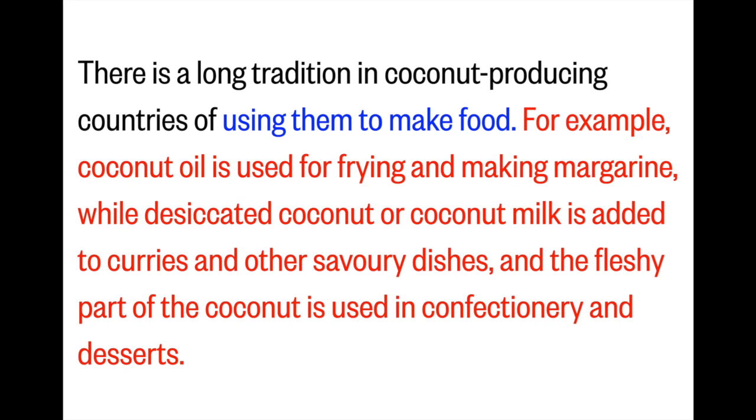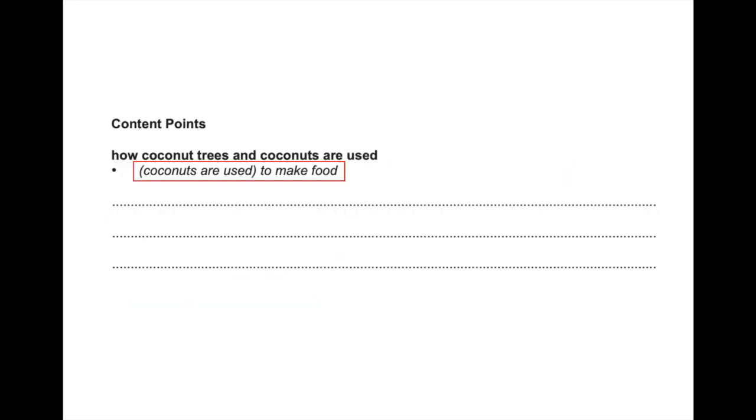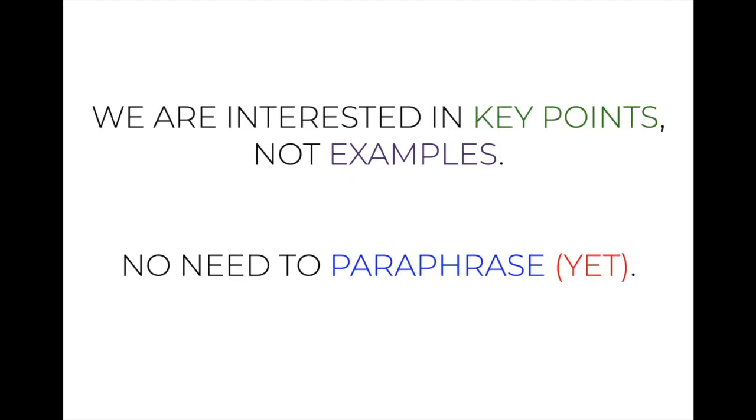What if we wrote in the exam, coconut oil is used for making margarine? That would be incorrect because that's an example. How do we know it's an example? It says just in front of it, for example. We are not looking for examples. We are looking for key points. And therefore, you see that in the exam, they gave us that one: coconuts are used to make food. So again, we are interested in key points, not examples. That's very, very important. And you also need to remember that there's no need to paraphrase yet. The word paraphrase means to write sentences in your own words. You don't have to do that for this part of the summary task.